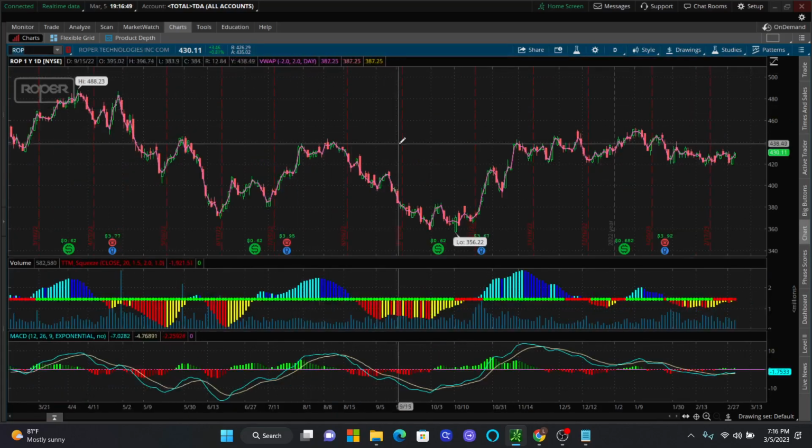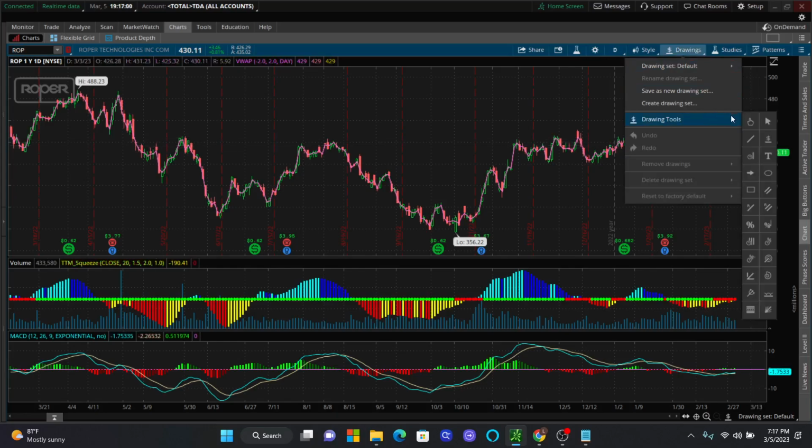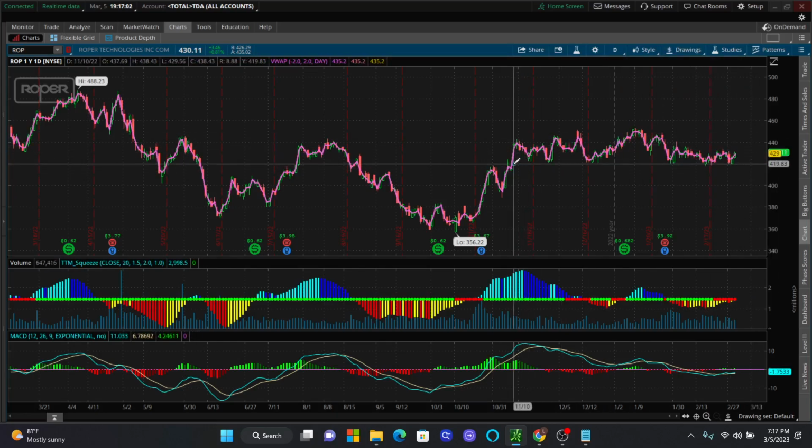Okay, so ROP is a little bit different. It's a little tighter right here, okay? So we see a strong support line. 1, 2, 3, 4, 5, 6. It hit this 14, 18 area 6 times. So that tells us that has a very strong level to buy the stock at.